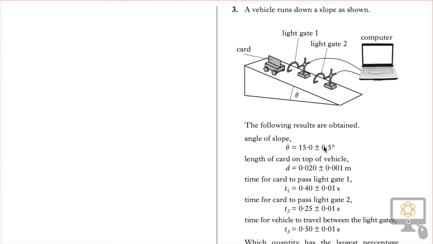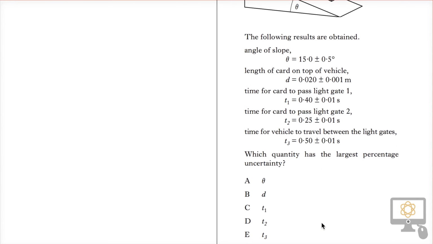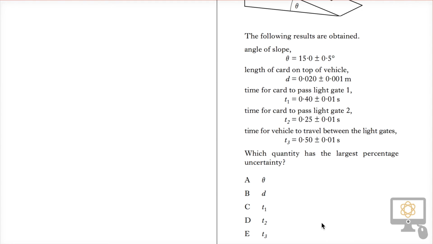We have the angle of the slope, we have the length of the card on the top of the vehicle, the time for the card to pass through gate 1, the time for the card to pass through gate 2, and the time for the card to travel between the light gates. So the question is, which quantity has the largest percentage uncertainty?